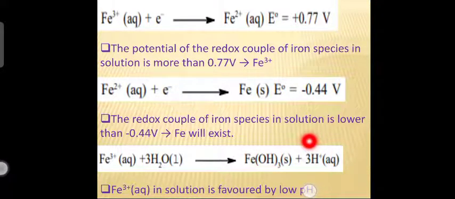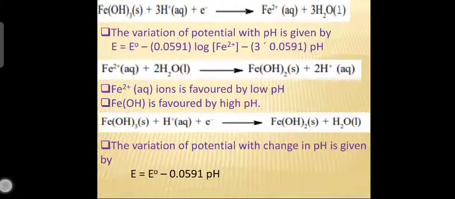The formation of ferric hydroxide is favored by high pH, whereas the presence of Fe3+ in solution is favored by low pH. Okay. Next, the line BF. Now, what does the line BF represent? The line BF represents equilibrium between ferrous ion and ferric hydroxide.